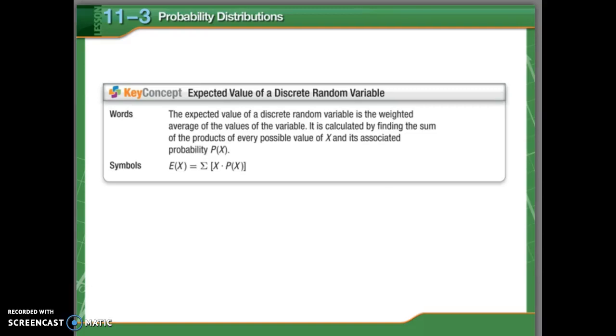Okay, next we're going to look at a key concept for the expected value of a discrete random variable. The expected value of a discrete random variable is the weighted average of the values of the variable. It's calculated by finding the sum of the products of every possible value of x and its associated probability of x. So the expected value is essentially the sum of each of the individual x values times their probability.